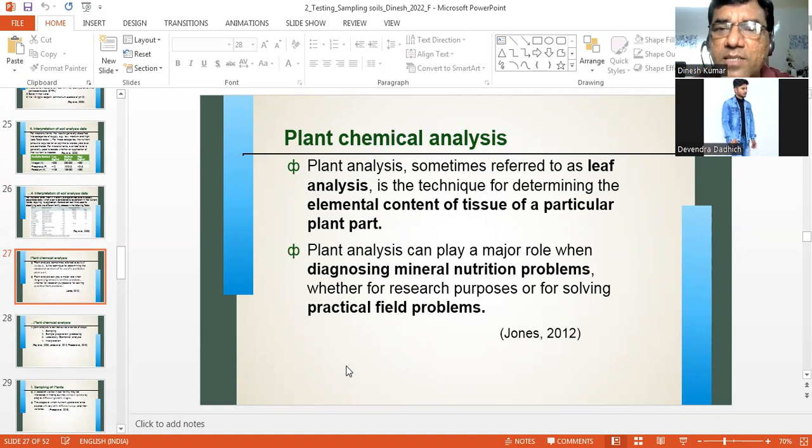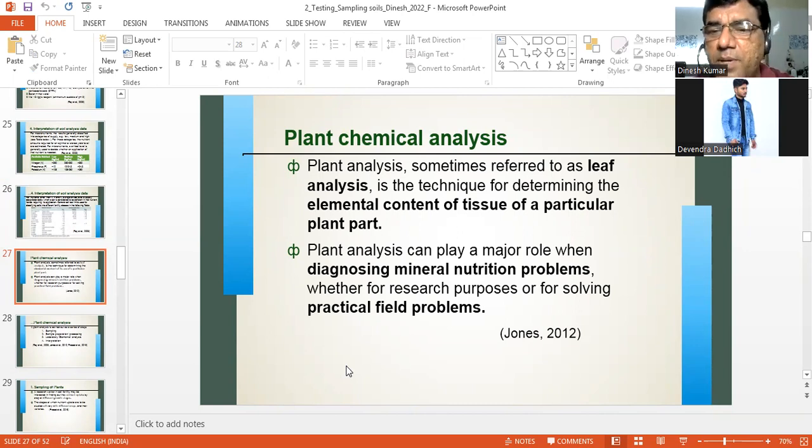So plant analysis, sometimes referred to as leaf analysis also, is the technique for determining the element content of tissue of a particular plant part. You can take the tissue, you can take the whole plant, you can take just the stem, whatever you want, but they are plant parts.